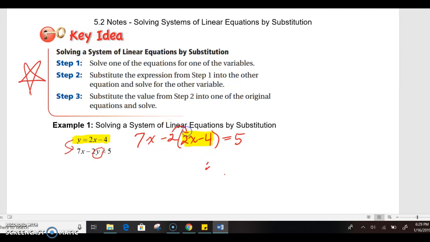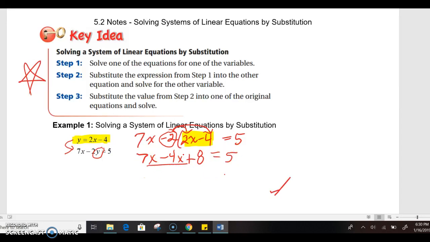I'm using distributive property first. Be really careful when you're distributing. There's a subtraction sign in front of 2, so that means 2 is negative. So 7x comes down. Negative 2 times 2x is negative 4x. And then here, a negative times a negative gives me a positive 8. So I have some other junk here I'm going to erase. There we go, clean that up. And then just bring down your equals 5.